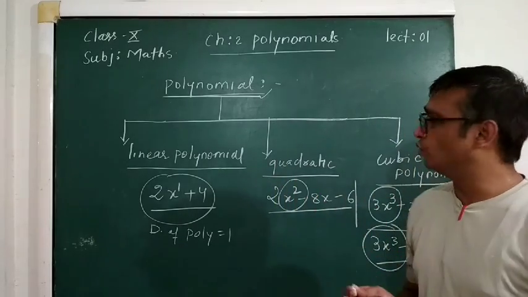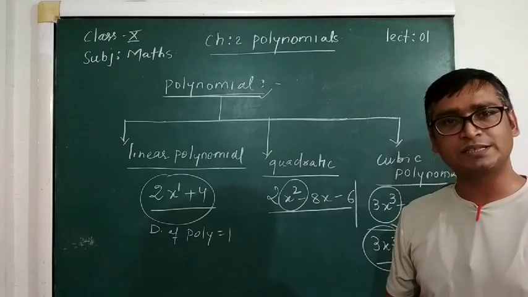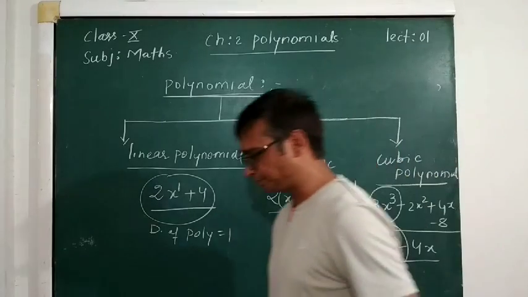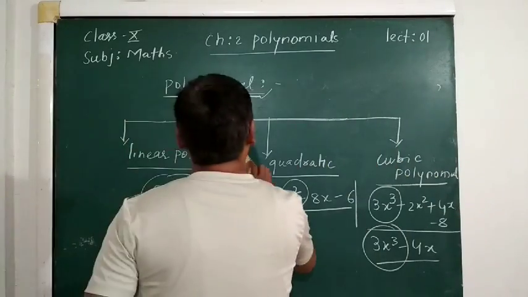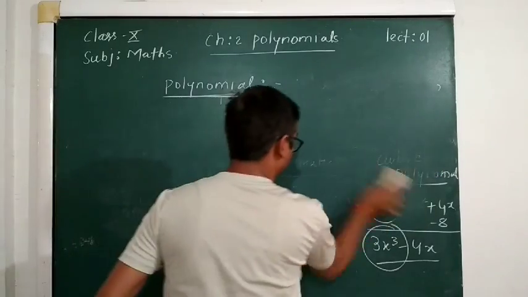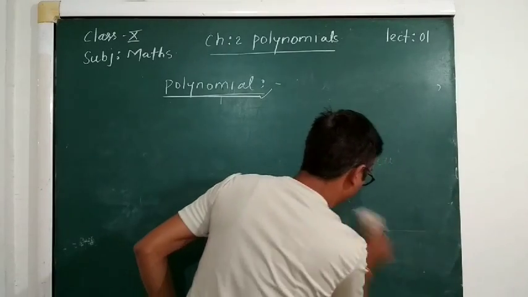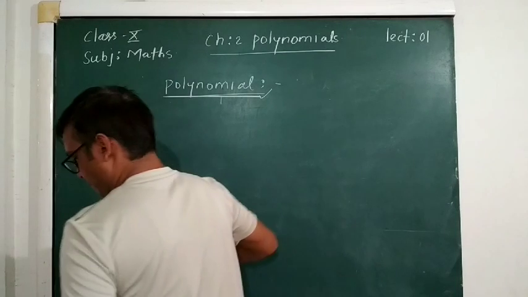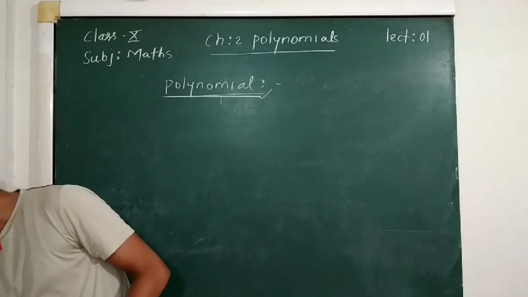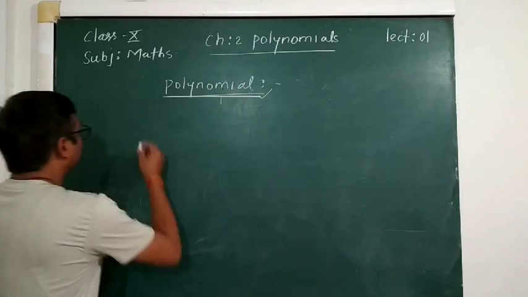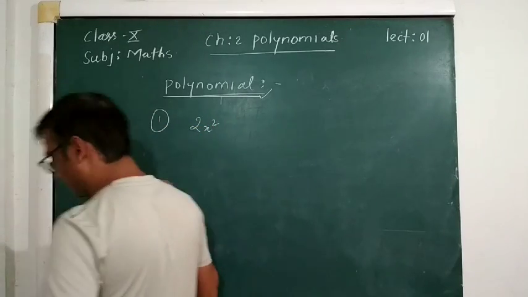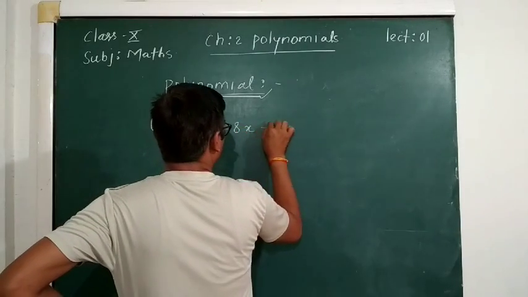Now we will also come to know about the zeros of the polynomials and how they are related with the coefficients, and we will see here. So first of all, zero and coefficient of polynomial. How will we find out? Suppose we have one quadratic polynomial given. We have taken one example, 2x square minus 8x plus 6.